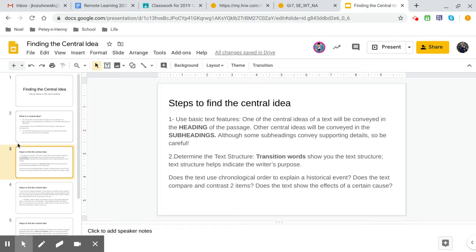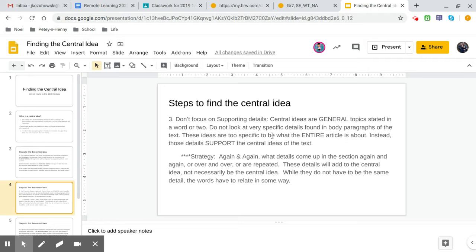First, use basic text features, right? Are there headings in the passage? Are there subheadings? Can you change them into a question? Determine the text structure. That's step number two. Are there any transition words to help you understand the text structure? Is it written in chronological order? Is it written in compare and contrast? Does it show cause and effect?